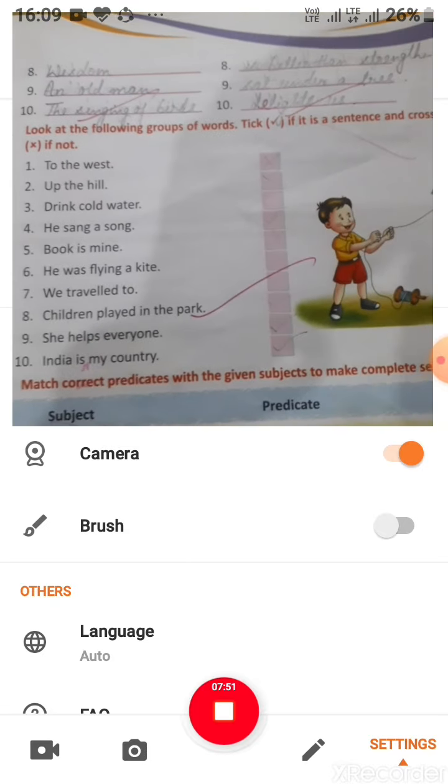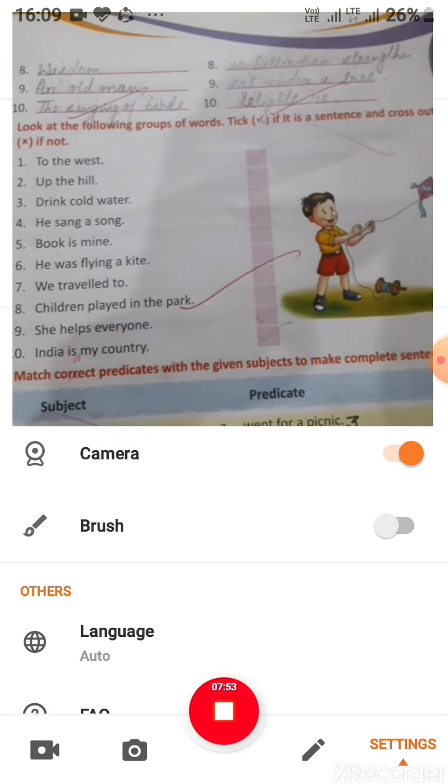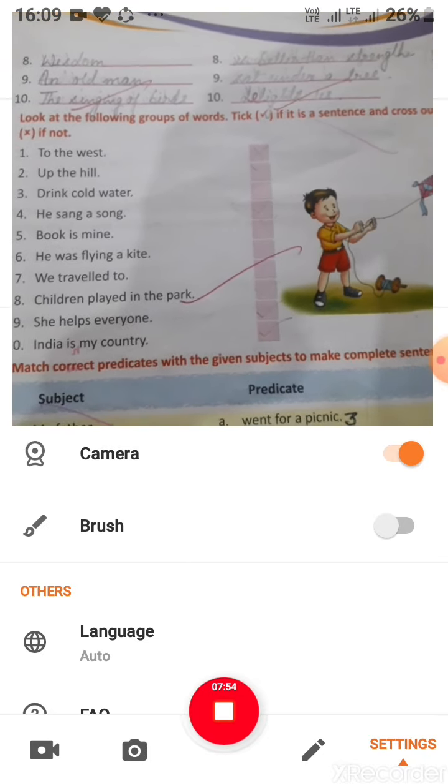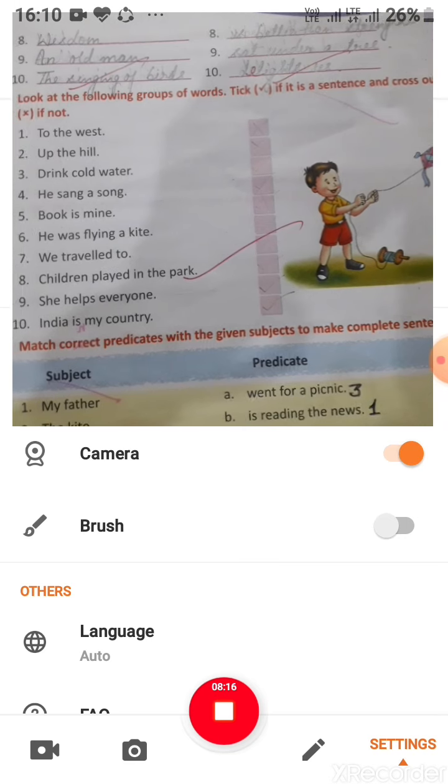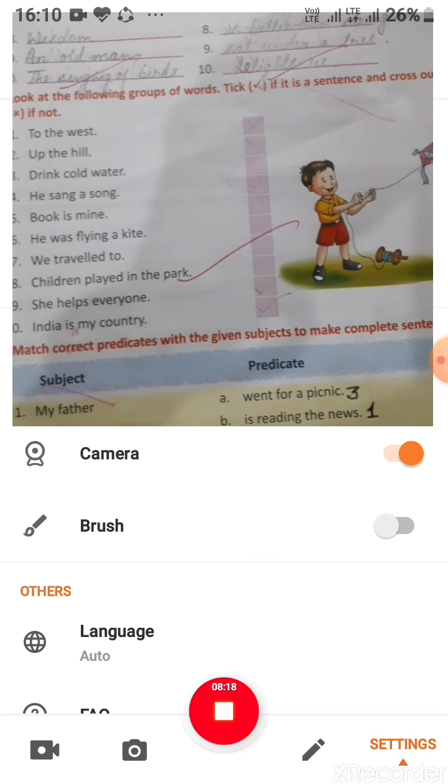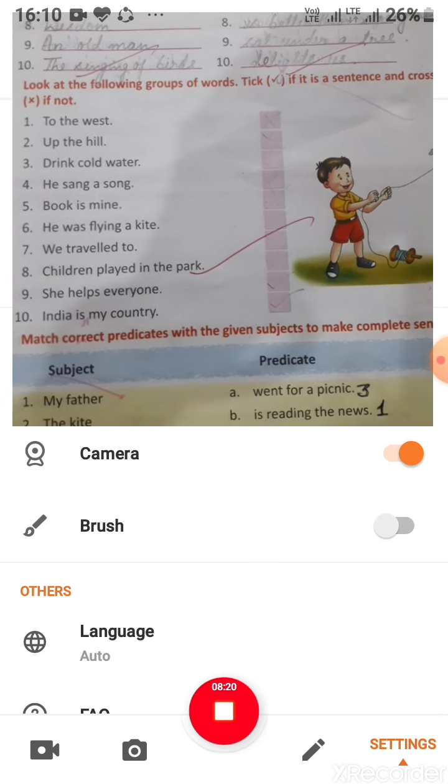Now let's come to another exercise. Look at the following groups of words. Tick if it is a sentence and cross if not. I have told you already that a group of words which makes complete sense will be a sentence. So here you have to find out by yourself which group of words is making a complete sense, that is a sentence.